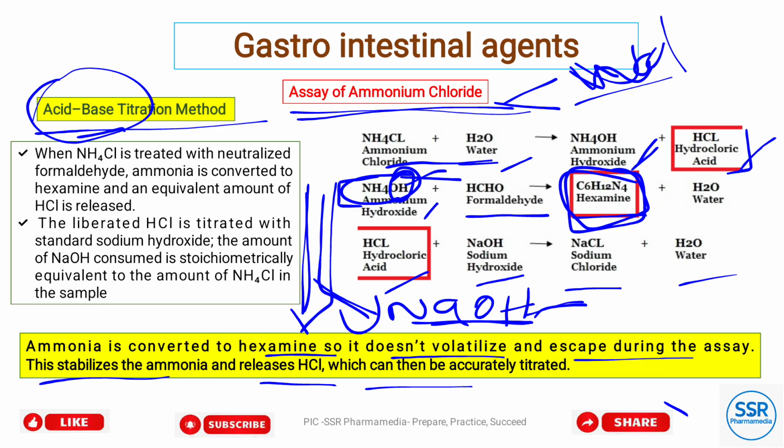In order to prevent this ammonium hydroxide interference, we treat it with formaldehyde to form hexamine. This hexamine does not volatilize; it will not escape, and it will not produce the hydroxide ion during the titration. So the liberated hydrochloric acid easily reacts with the sodium hydroxide and produces sodium chloride salt and water. In this titration, phenolphthalein is used as an indicator.